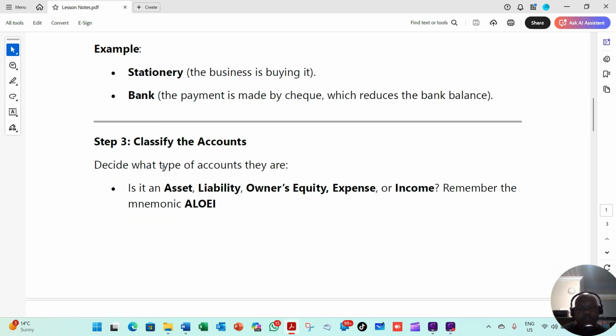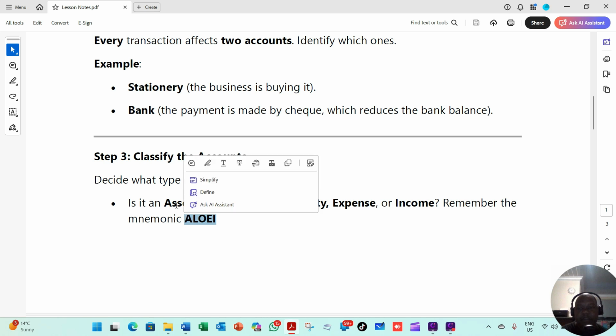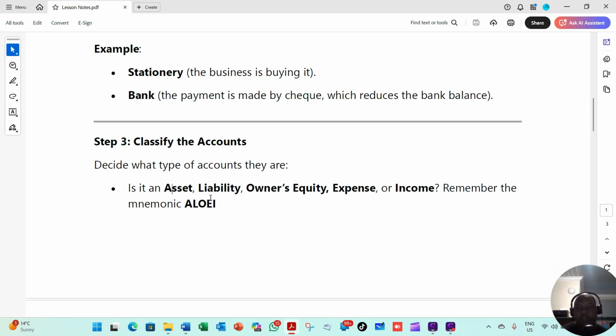You move to step 3 and then you ask yourself, okay, what type of accounts are these accounts? What type of an account is stationery? What type of an account is bank? And then remember the acronym, the ALUI. Any account should fall under one of these elements, under one of these types of accounts. It cannot go outside of this, otherwise it is not an accounting transaction. So classify it as whether it is an asset, liability, equity, income, or an expense.